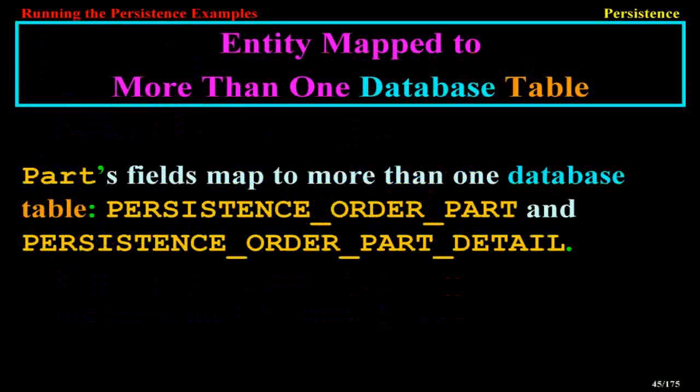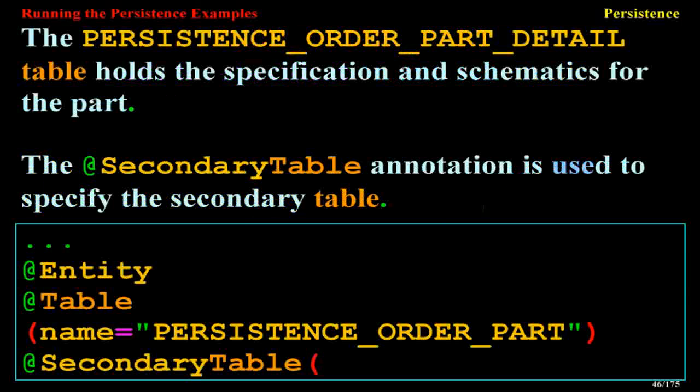Entity map to more than one database table. Part's fields map to more than one database table: PERSISTENCE_ORDER_PART and PERSISTENCE_ORDER_PART_DETAIL. The PERSISTENCE_ORDER_PART_DETAIL table holds the specification and schematics for the part. The SecondaryTable annotation is used to specify the secondary table.